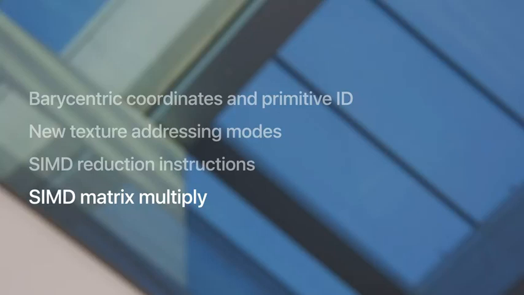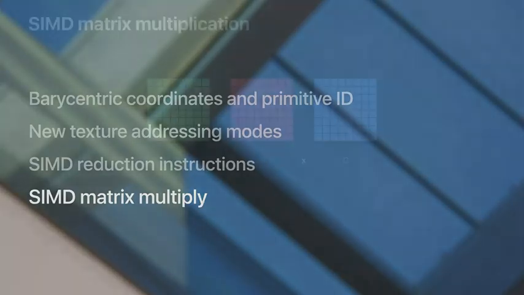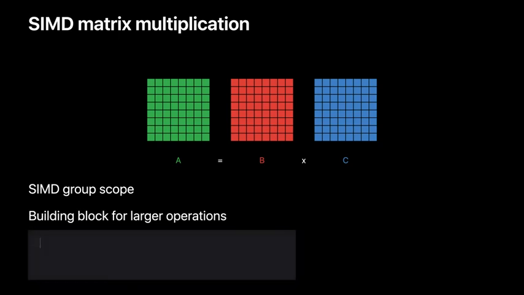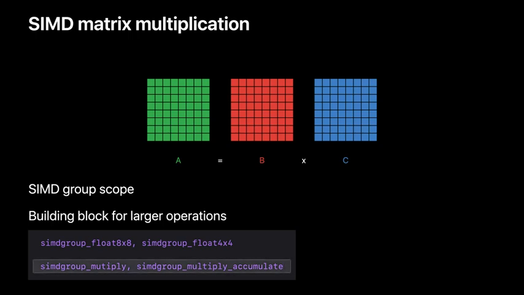The A14 introduces a brand new set of SIMD_SCOPE instructions which allows you to implement large matrix multiplies very efficiently. Like the reduction operations we saw before, these are SIMD group scope operations. You can now easily build larger, more sophisticated functions on top of these building blocks. In the Metal shading language, we now have SIMD group scope data structures to represent 8x8 and 4x4 matrices. You can then use multiply or multiply accumulate versions of the SIMD group scope matrix operations.